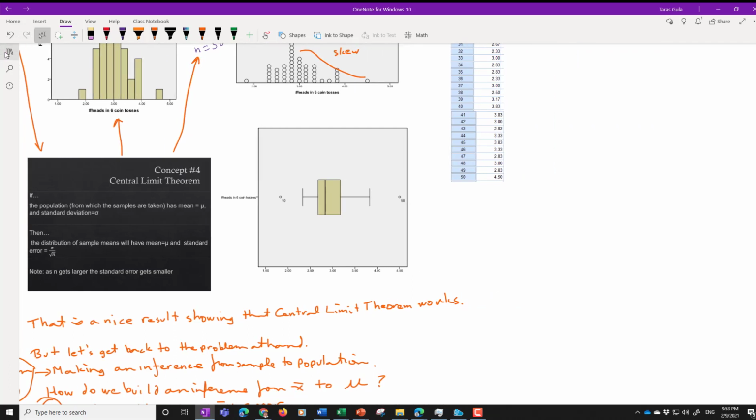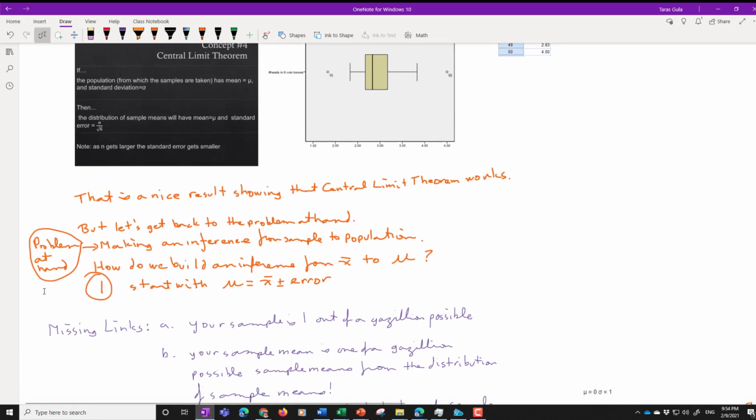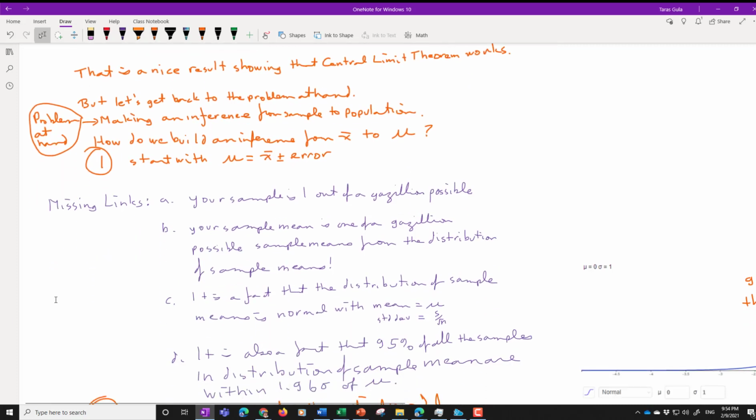Now, what do we do with that? That is the part that I want to add to this. So we're at 8 minutes, and I'm just getting to the important stuff. So that's a nice result. It showed the central limit theorem at work, but the problem at hand was to make an inference from sample to population. So there's a few little mathematical tricks that I want to get to make this absolutely rock solid.